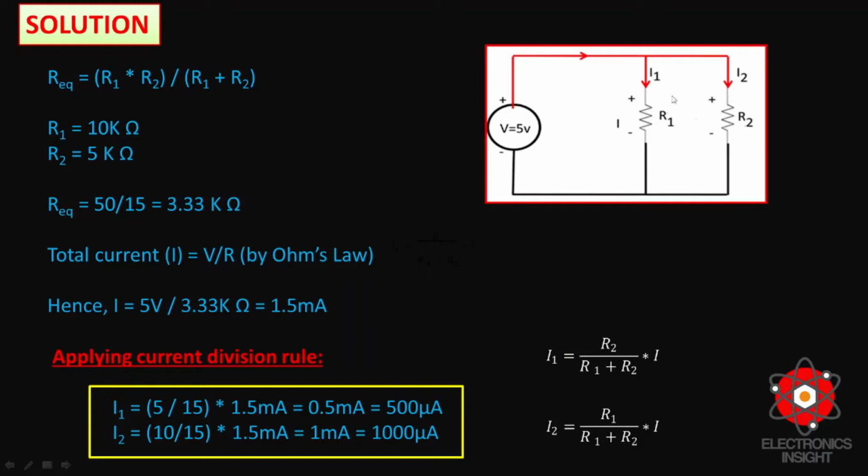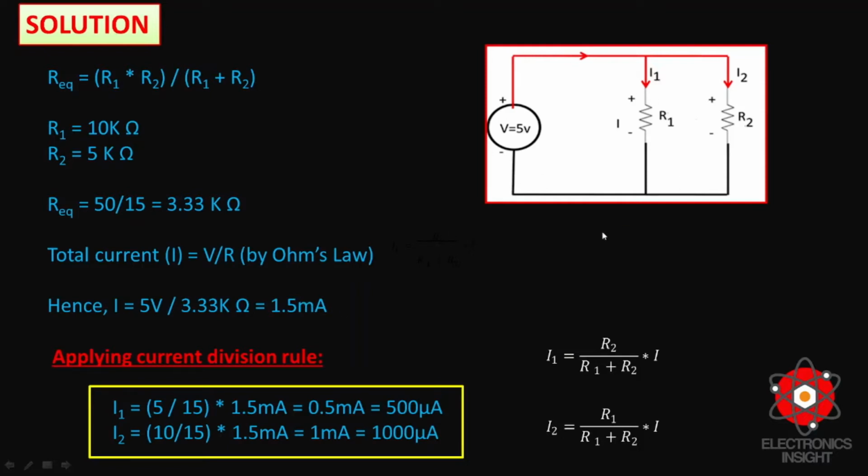Since both the resistors are connected in parallel, we write the equivalent resistance formula as R1 R2 divided by R1 plus R2. We take the given values and find the equivalent resistance, which is 3.3 kilo ohms. By Ohm's law, we know that I is equal to V by R. The total voltage for the circuit is given as 5 volts, and the total resistance is the equivalent value, 3.3 kilo ohms. The final current flowing through the circuit, this capital I, we have obtained as 1.5 milliamps.